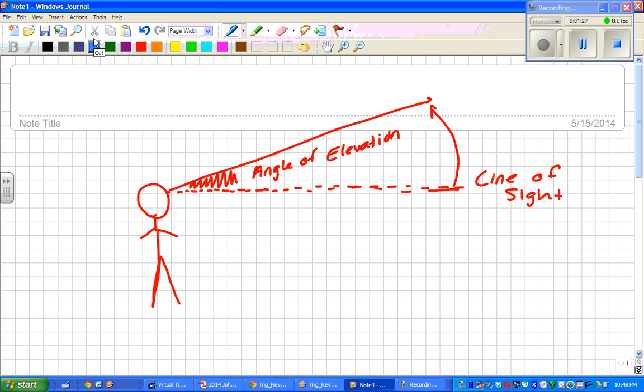Okay? But there's also another way that you can look. Instead of looking up in terms of elevation, you can look down, and that's called the angle of depression. So from that line of sight, there's also an option instead of looking up to look down. So if they ever talk about an angle of depression, they're talking about how far you look down from your original line of sight. So this right here is called the angle of depression.